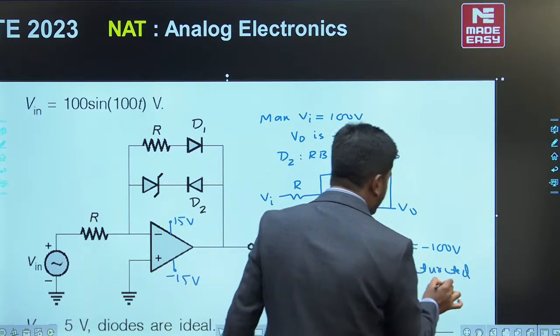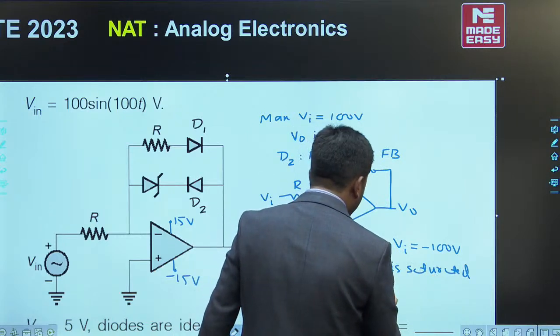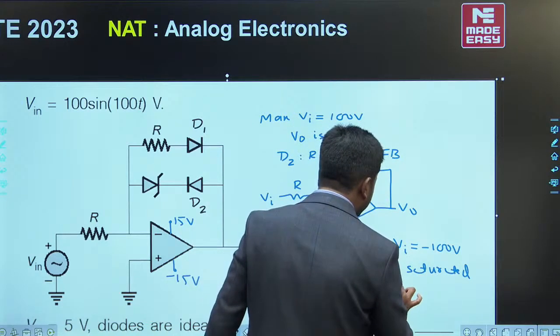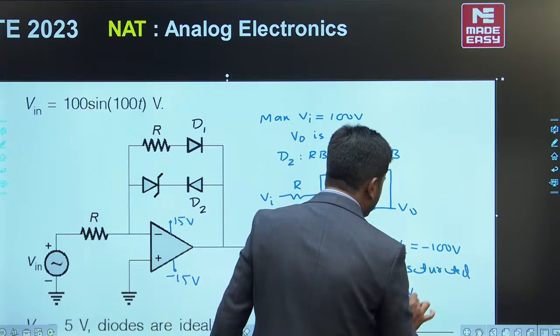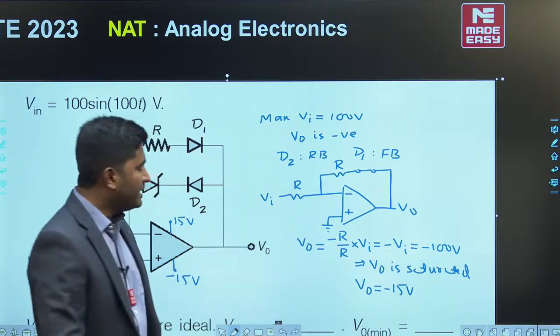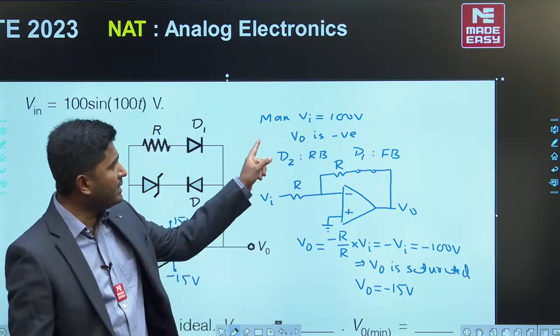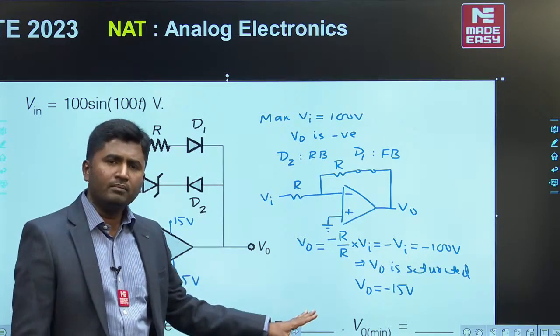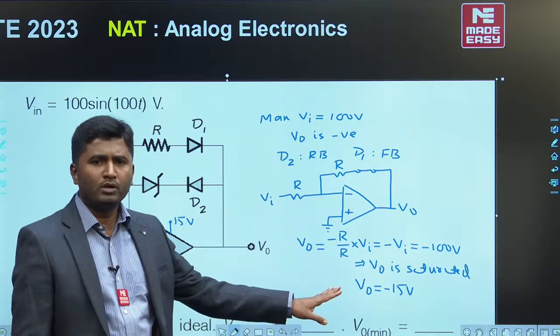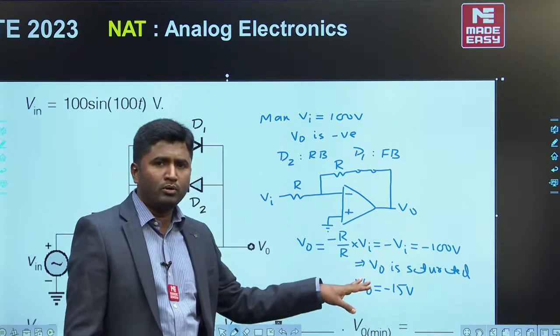So here the correct value for V0, it should be minus 15. Output should be minus 15. Now this becomes the minimum value for output voltage. Okay, when input is like 100 volt, output can become minus 15 volt. So this becomes the minimum output.